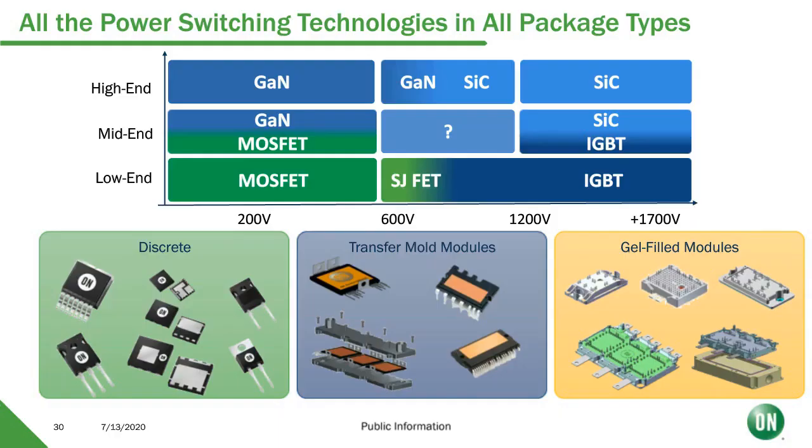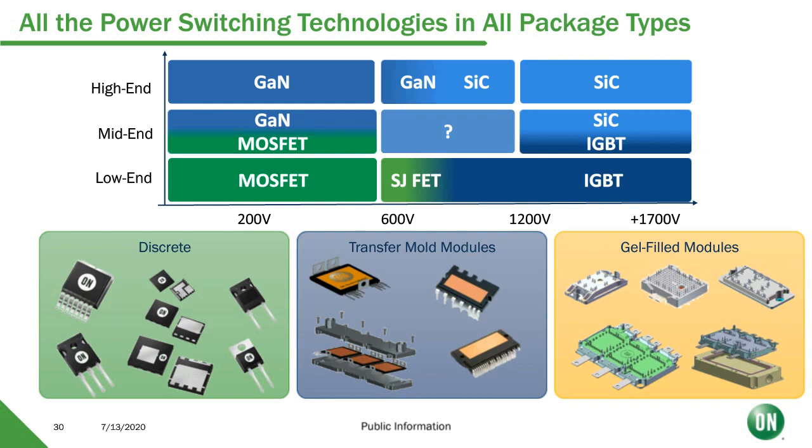So in terms of what ON has to offer in this realm, we do have a wide portfolio of MOSFETs ranging from low voltage to high voltage MOSFETs, including super junction MOSFETs, a wide range of IGBTs, and silicon carbide MOSFETs along with diodes. And then we are in the midst of developing gallium nitride devices.